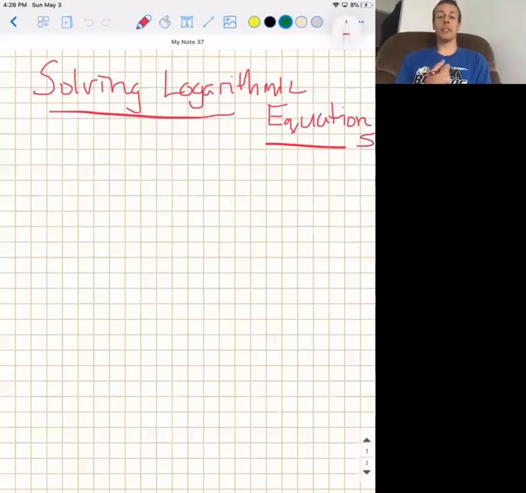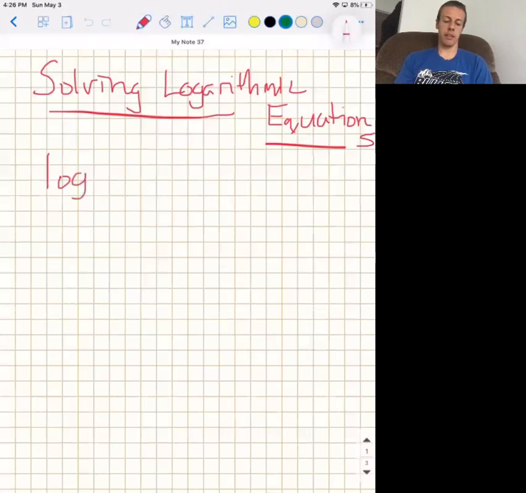Okay, so in our last video, we looked at solving exponential equations. And in this video, we're going to focus mostly on solving logarithmic equations. One key piece that we need to know is that logarithms and exponentials are inverses of each other. So let's take a look at an example here.